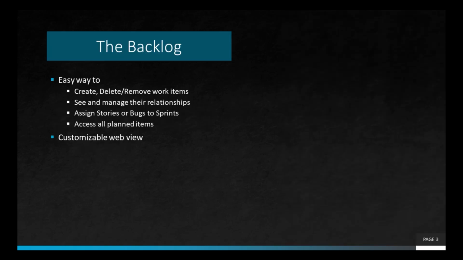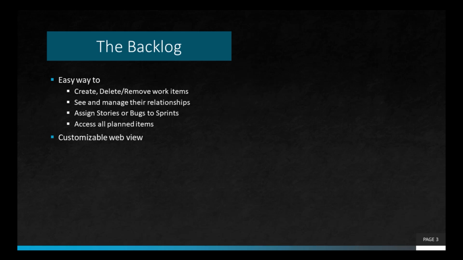And the backlog is great because it allows an easy way for us to create, delete, or remove work items, and to see and manage their relationships in a better way than if we create them in the work items view. And also it allows us to do things like, for example, assigning stories or bugs to the sprints that we're going to be working. So it's a good way for us to start planning that sprint by assigning those items there.